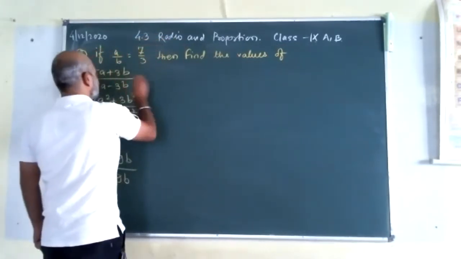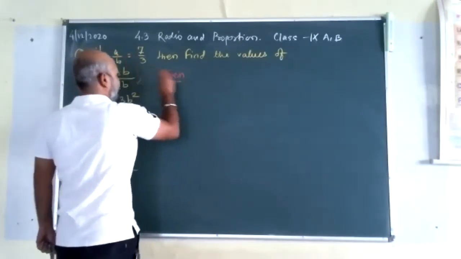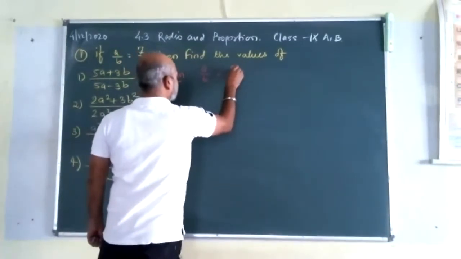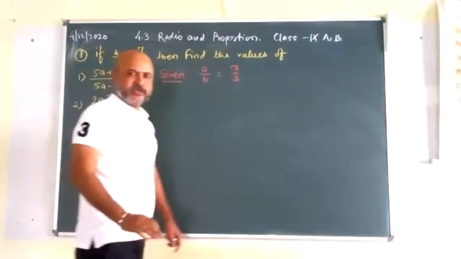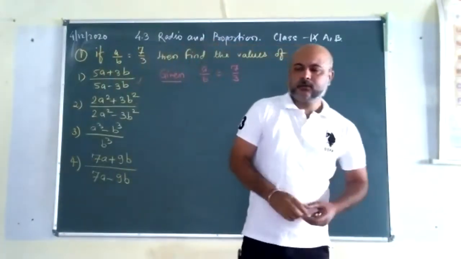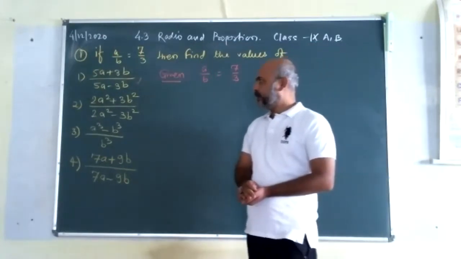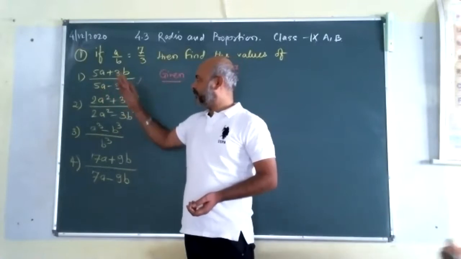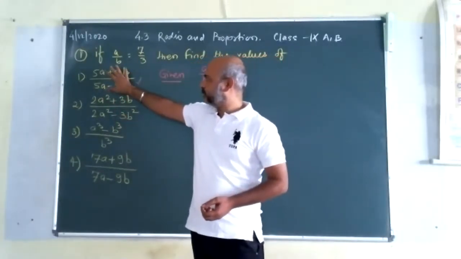Now in the very first, what is given in the first case? The ratio of A upon B is 7 by 3. This ratio is given to you, that is A upon B is equal to 7 upon 3, and we have to find the value of 5A plus 3B upon 5A minus 3B. So students, which kind of ratio is this?